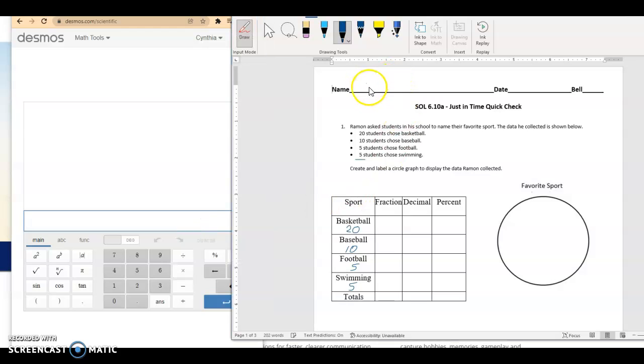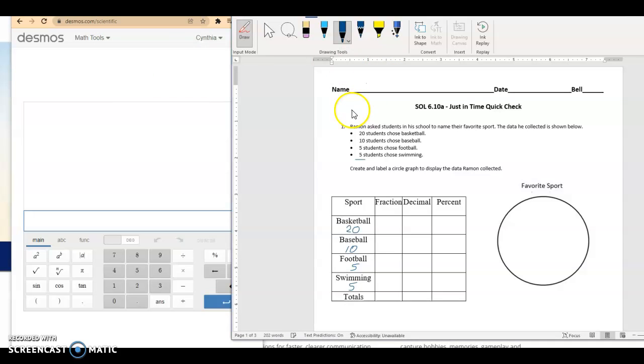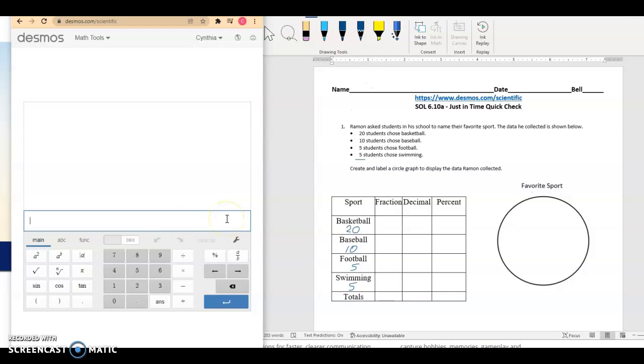And just in case you forgot, you are going to use your Desmos calculator, which is, and I can't type, so it is www.desmos.com/scientific. Right here. Let's put that there. Let's add them up. 20 plus 10 plus 5 plus 5. So I have a total of 40 students.